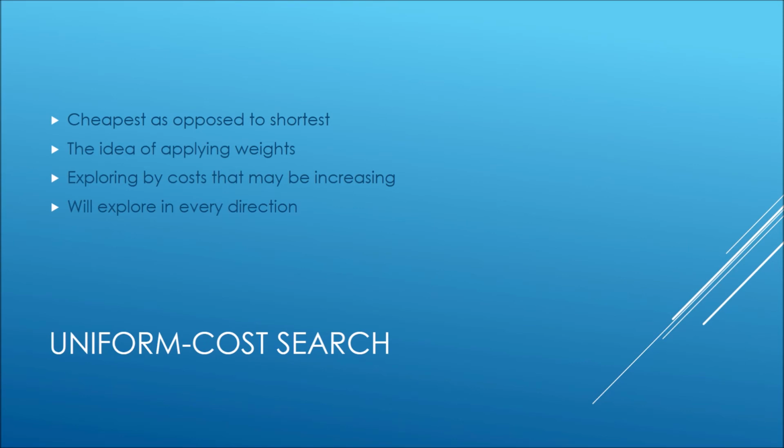Uniform cost search. So basically, we are going with the cheapest as opposed to the shortest. So we want to find the cheapest paths that would cost us the least. And eventually we have this idea of applying weights to each of these paths. So through applying weights, it'll be able to search through the weights instead of just looking at which path is shorter.